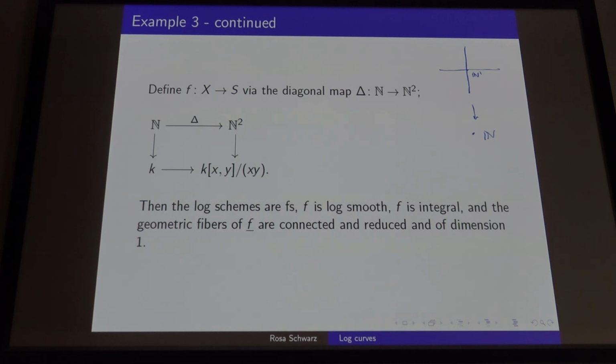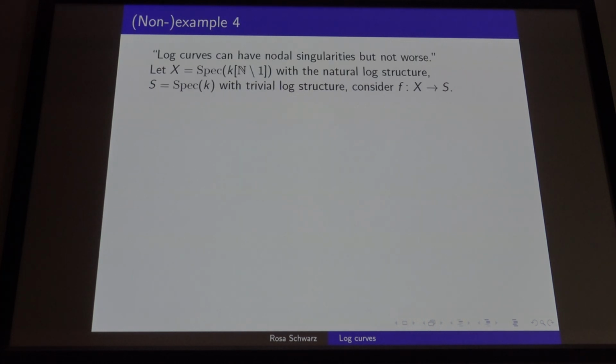So this will be a log curve, and this is also one of the main examples of what can happen in a log curve. Because what you cannot have is a singularity that is worse than a node, such as in this example. For example, this example will give you a cusp, but this will not be a log curve because we've taken our favorite monoid that is not saturated. Namely, if you take a monoid N without 1, then this will not be saturated.